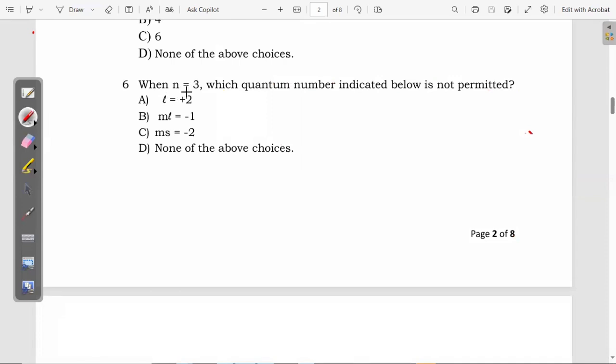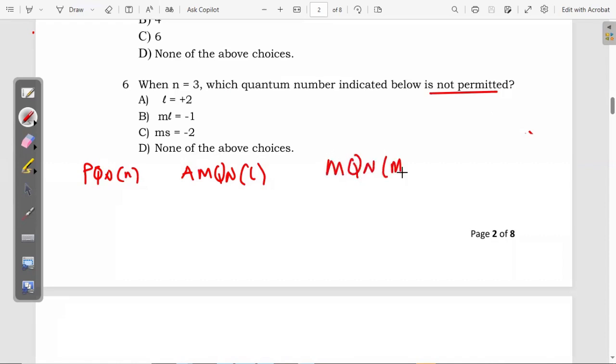So here, number 6, they're saying when n is equal to 3, which quantum number indicated below is not permitted? Okay, so remember we have the principal quantum number, which is represented by n. We have the angular momentum quantum number, which is represented by L. We have the magnetic quantum number, which is represented by ML. And then we have the spin quantum number, which is represented by MS, like this. Okay, so depending on the value of n that you have, you can know all these other quantum numbers.